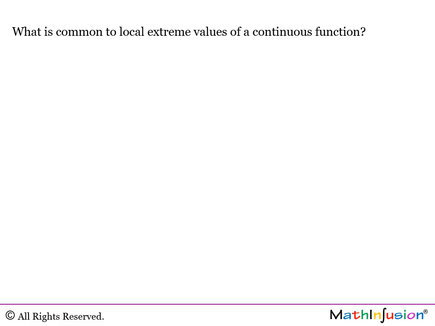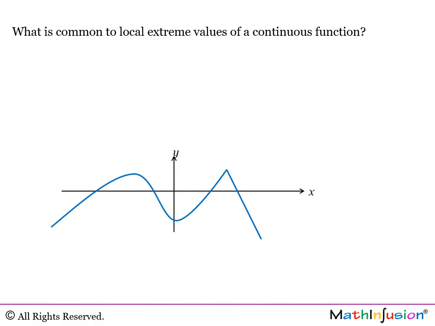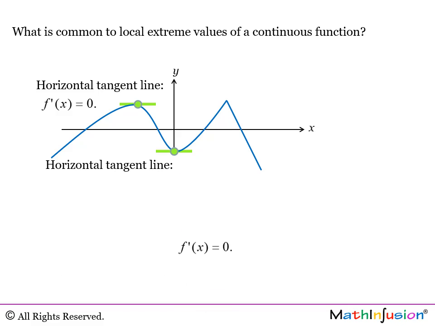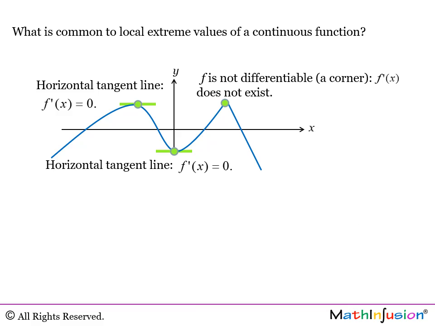What is common to local extremes of a continuous function? For example, here we have 3 of those points. Here you can see that there is a horizontal tangent line, or the derivative of the function equals 0. Here is the same thing. But also here, there's a sharp corner. It means that the function is not differentiable, which means that the derivative does not exist. So what is common to all those 3 points?